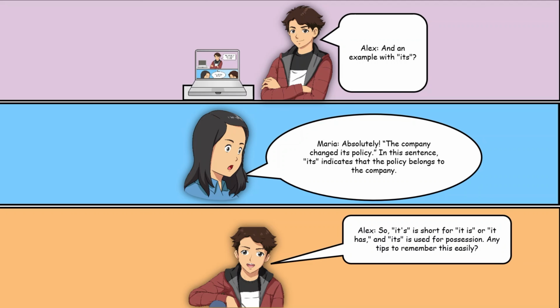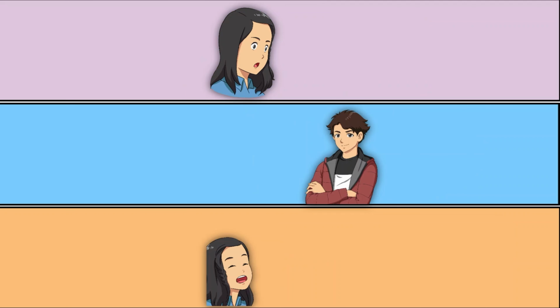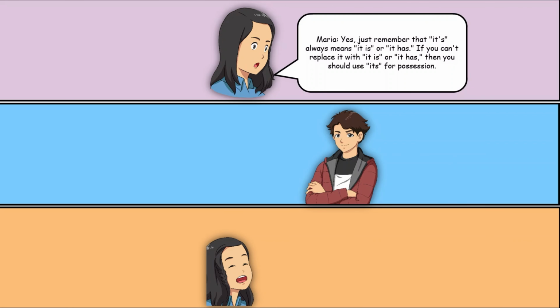So, it's with an apostrophe is short for it is or it has, and its without an apostrophe is used for possession. Any tip to remember this easily? Yes, just remember IT apostrophe s always means it is or it has. If you can't replace it with it is or it has, then you should use its for possession.